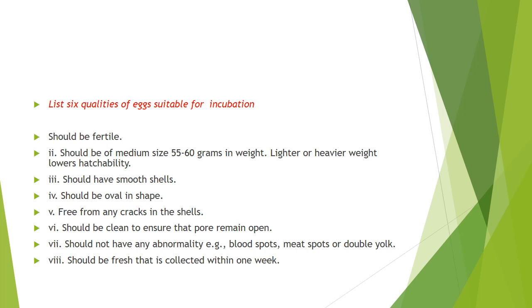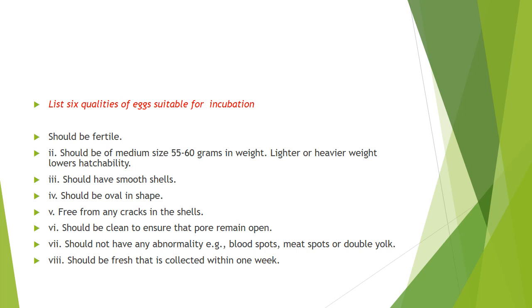Number 2, it should be of medium size. It should not be lighter or heavier in weight. That's what we mean by medium size. At least it should be 55 to 60 grams. Number 3, it should have a smooth shell, because if it doesn't have a smooth shell, turning the egg becomes a problem. Or sometimes if it is rough, the pores are closed, so there's no gaseous exchange.